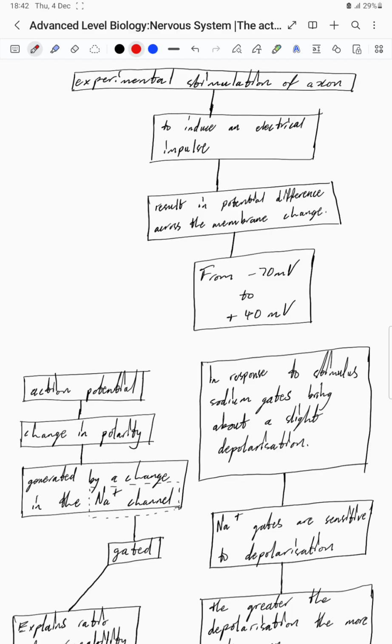So today we are doing advanced biology, the nervous system, the action potential. So let us start.